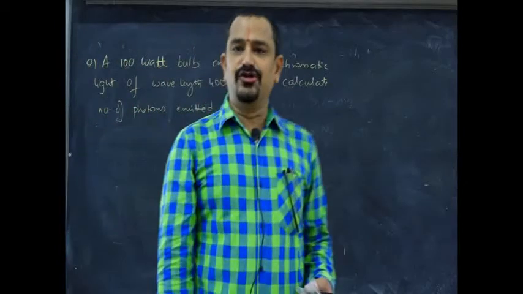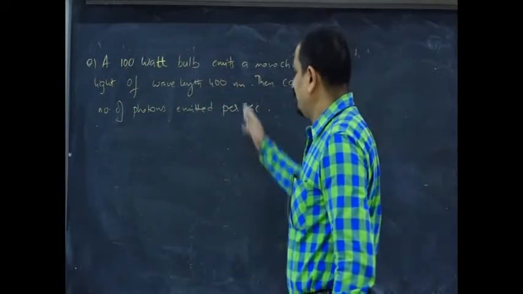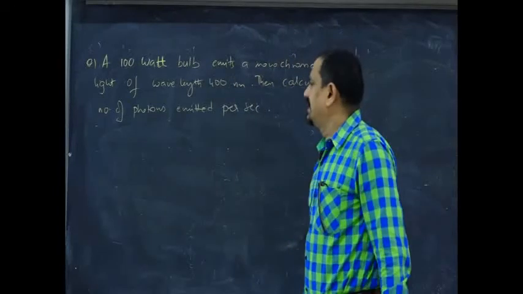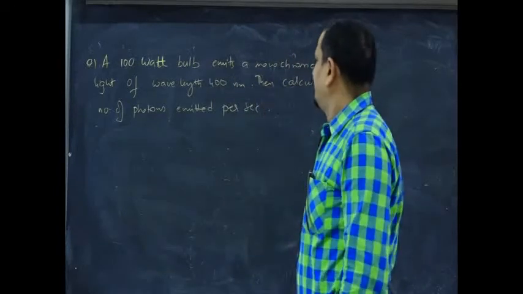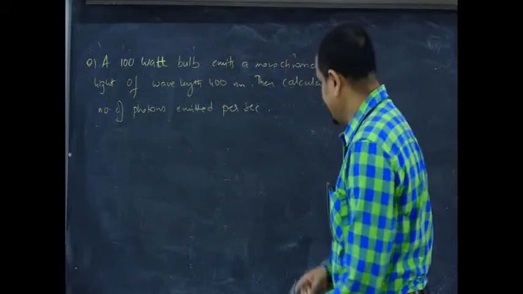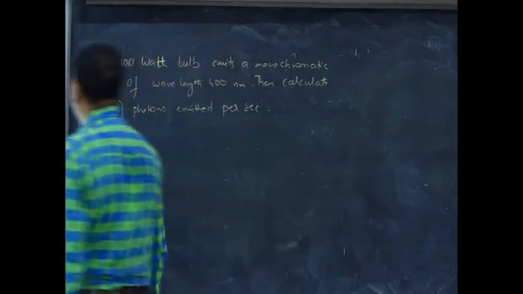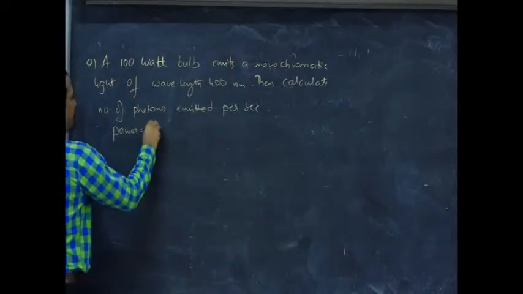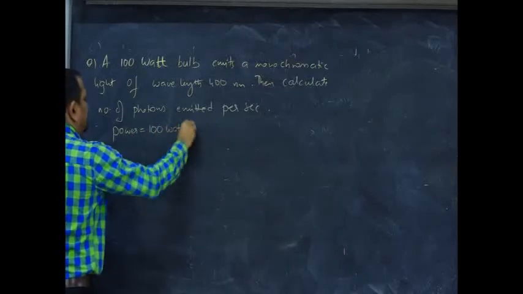So, let us discuss one numerical on energy of photon. A 100-watt bulb emits a monochromatic light of wavelength 400 nanometer. Then calculate the number of photons emitted per second. See what is given here, we are given the power. Power equals 100 watt.